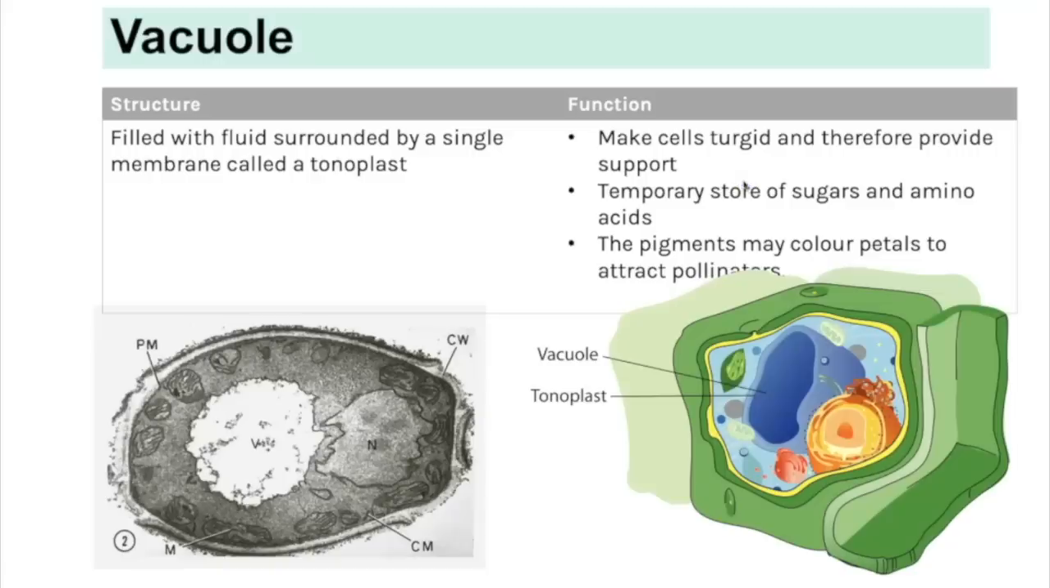The vacuole, which is only found in the plant cells, not in animal cells, this structure is filled with fluid and surrounded by a single membrane called a tonoplast, and this is what helps to make the cell turgid and provide support. You'll have temporary stores of sugars and amino acids within the fluid as well, and the pigments within it may colour the petals, and that's what helps to attract pollinators.